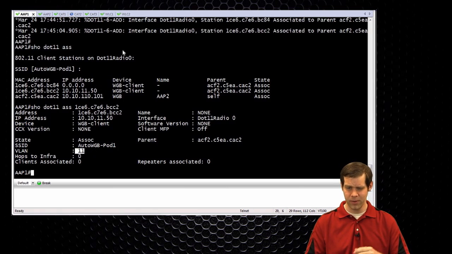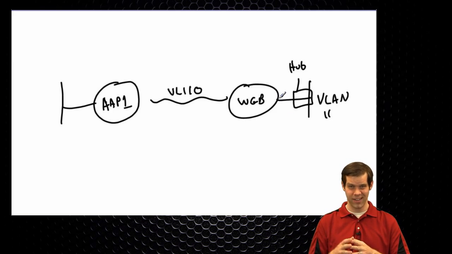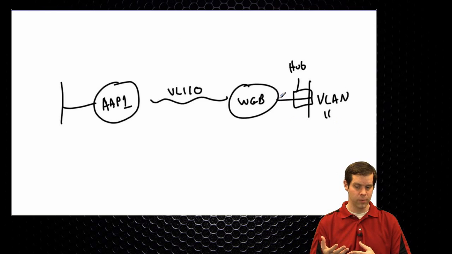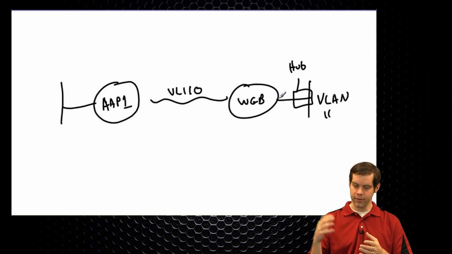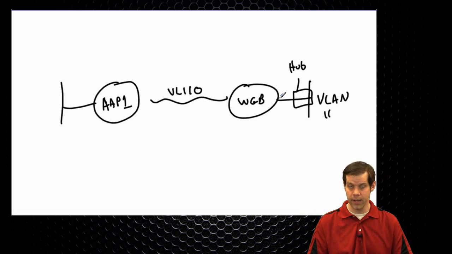And the only time you really do that one, this is really a corner case, is when you have a device behind the workgroup bridge that doesn't support tagging. Now, if we do have a device behind the workgroup bridge that does support tagging, a little bit more intelligent switch, then we can just have the workgroup bridge read the tag as it comes in and use that information to tell its upstream AP what VLAN these clients should be associated up to. So let's go ahead and show you that one.